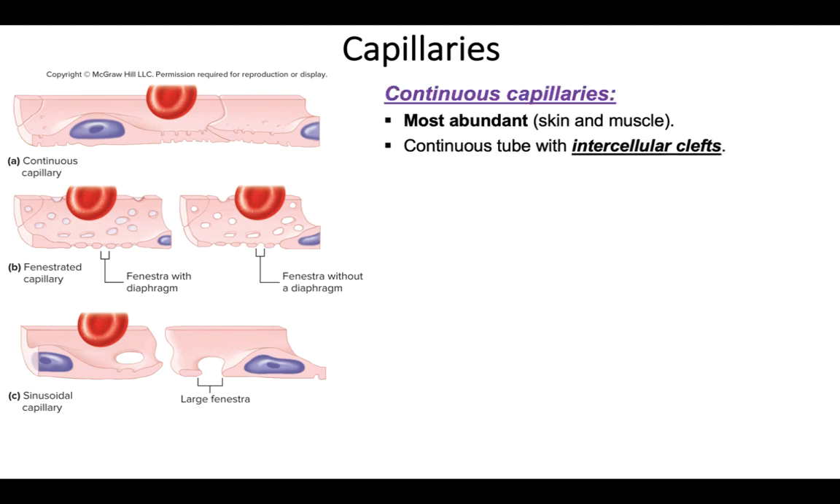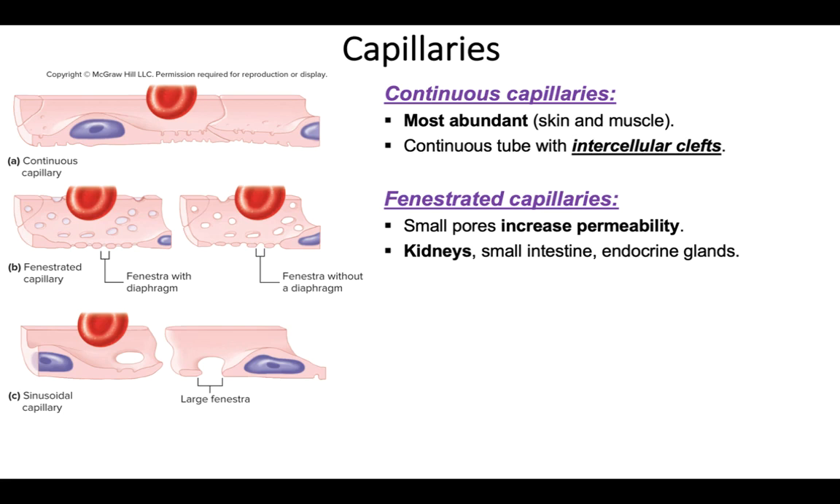The other three types are the continuous capillaries. They're the most abundant. Things can go in or out of the bloodstream, so this would be the inside of the capillary where the red blood cell is. Molecules can go right through the cell. They can go kind of in between the cells. This is known as an intercellular cleft. So these are found in skin and muscle, and they're kind of your general capillary.